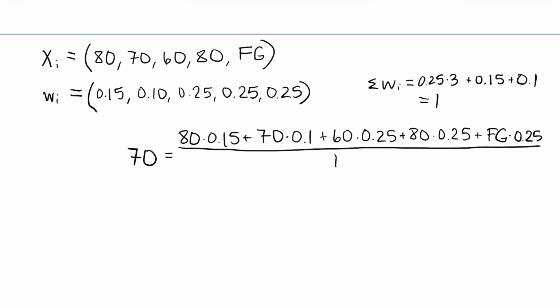Okay, so this is an equation with one variable in it, so I can solve it for the final grade. So let's do that. 80 times 0.15 plus 70 times 0.1 plus 60 times 0.25 plus 80 times 0.25. So all that stuff is equal to 54 plus 0.25 times my final grade. So 70 minus 54, 16, divided by 0.25. So in order to pass the class, I need to get a 64 on the final.